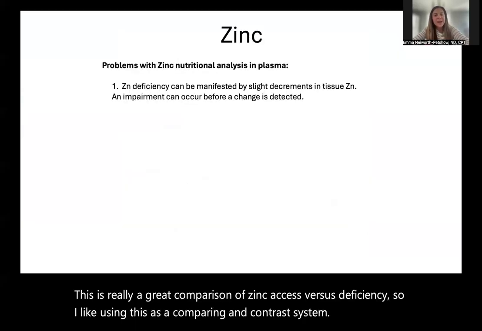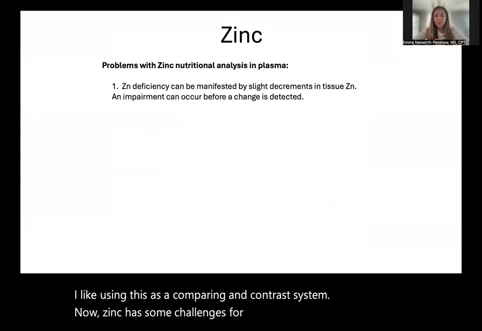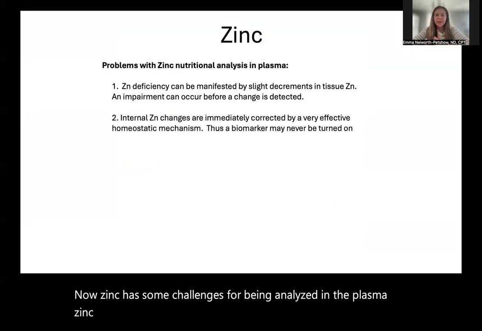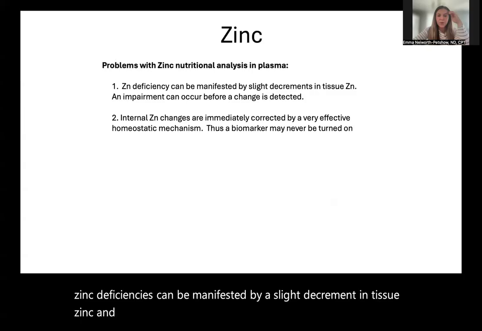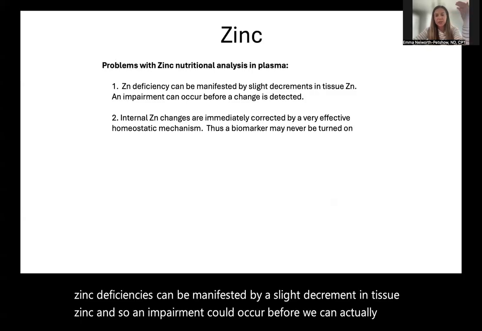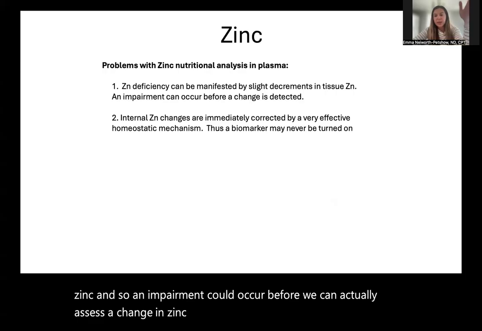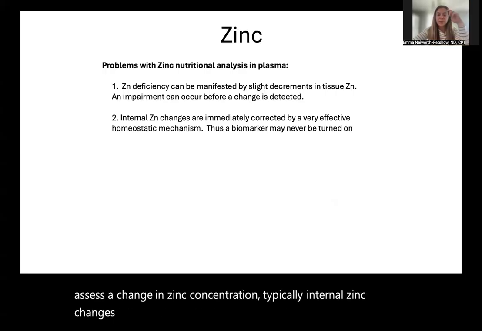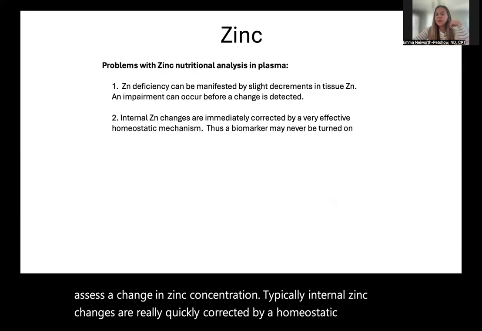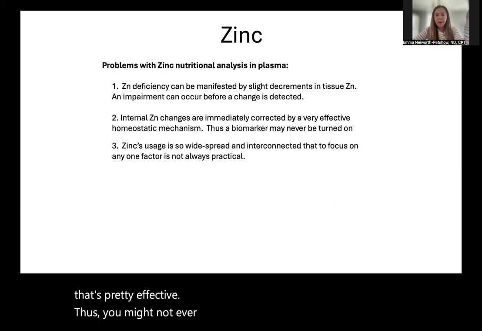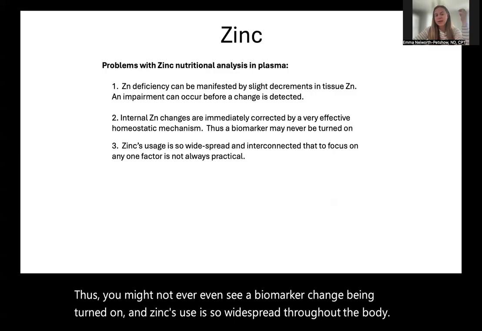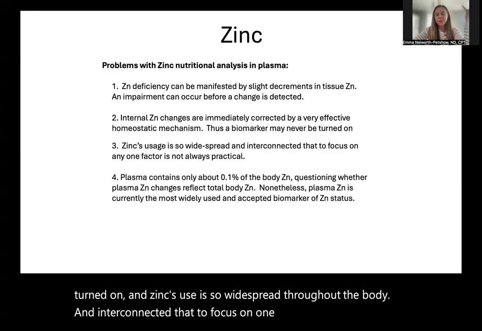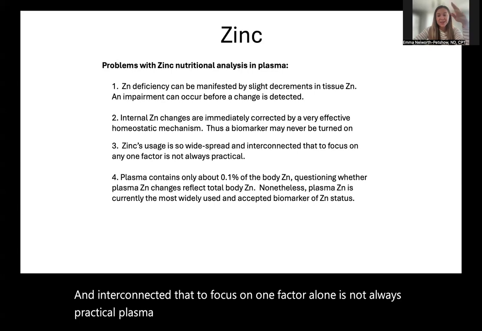Now, zinc has some challenges for being analyzed in the plasma. Zinc deficiencies can be manifested by a slight decrement in tissue zinc, and so an impairment could occur before we can actually assess a change in zinc concentration. Typically, internal zinc changes are really quickly corrected by a homeostatic mechanism that's pretty effective. Thus, you might not ever even see a biomarker change being turned on. And zinc's use is so widespread throughout the body and interconnected that to focus on one factor alone is not always practical. Plasma contains, like I showed you in a previous slide, very, very small amounts of zinc.